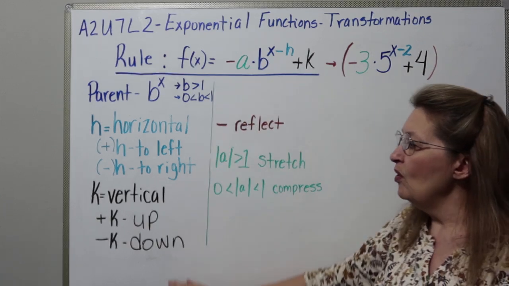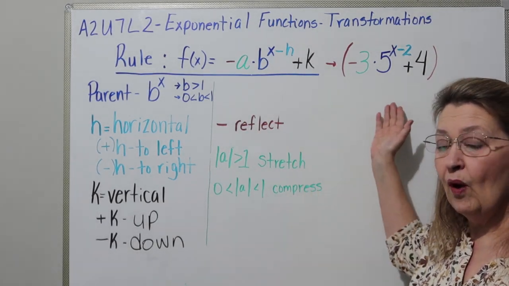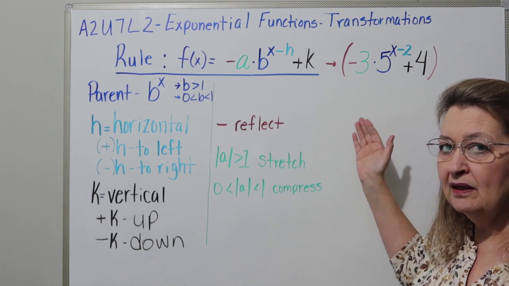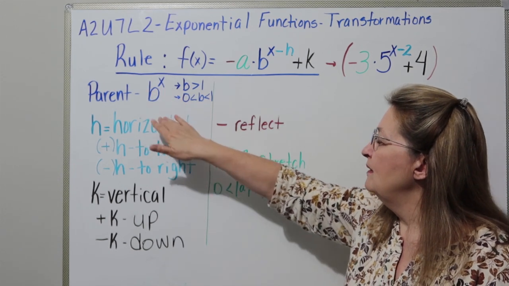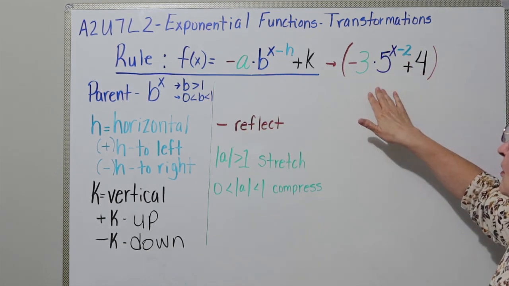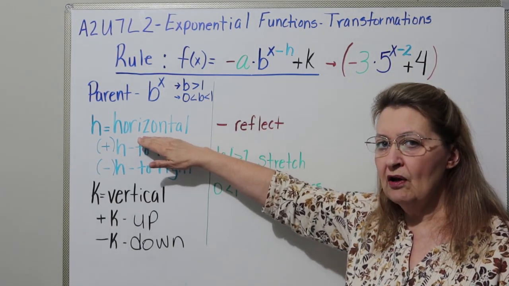But if we can memorize these patterns, then it's a whole lot easier for us to just look at an equation and figure out algebraically what we need to know. All right, your parent function is b to the x. So here my parent function would be 5 to the x. The first thing we're going to talk about is what signals a horizontal shift.